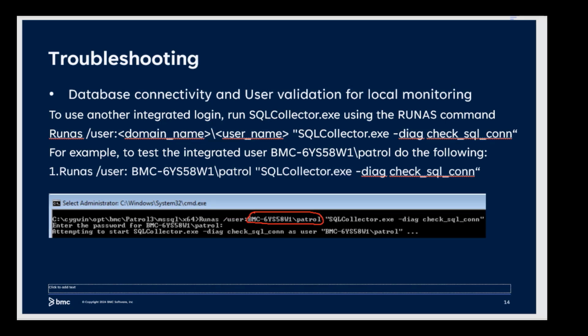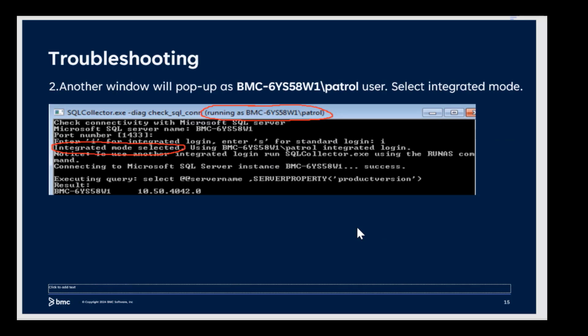In the previous slide, we saw how to verify the connectivity between the Patrol agent and DB using the currently logged-in integrated user. So in this slide, we will see how to use an alternate user to verify the connectivity. You can use the run as option along with username and domain name. Once you execute the SQL collector utility, it will open a new window with username and domain name. And it will ask you to select integrated mode or standard mode. So you can hit enter for I. So it will be integrated mode. And at the end, you will see the connection with the database is a success.